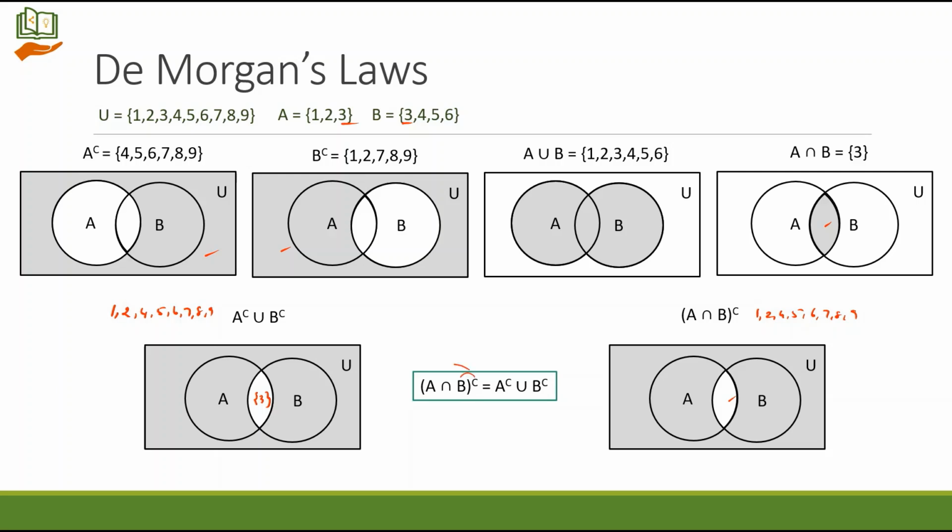Apply complement to the sets and then to the operation here. This becomes union, and A complement union B complement will be equal to the left hand side. So the De Morgan's laws are: A union B the whole complement is equal to A complement intersection B complement. A intersection B the whole complement is equal to A complement union B complement.